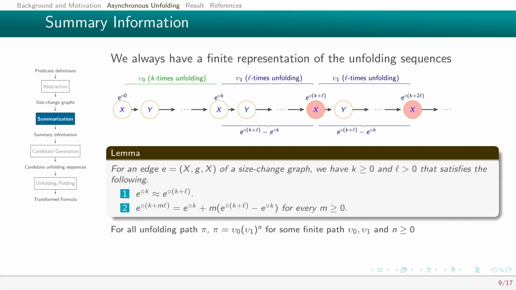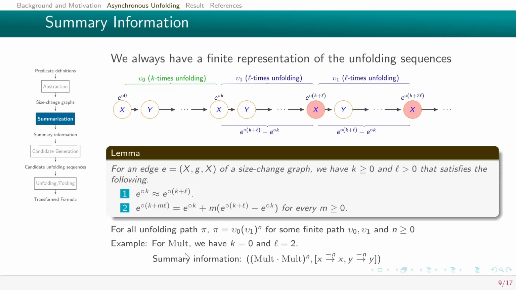So for all unfolding paths pi, the pi can be divided into two parts. One is the initial path, another is the repetitive path. So this path will be repeated a number of times. And in this way, we can represent any path in a finite manner. For this example of mult, we have k equals 0 and L equals 2. It gives the reflection of my comment in the previous slide that multiple of 2 times unfold of mult is necessary for folding.